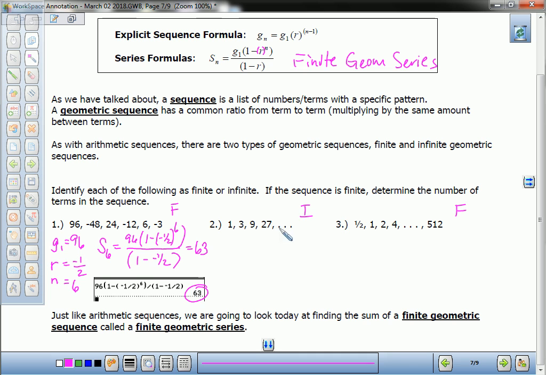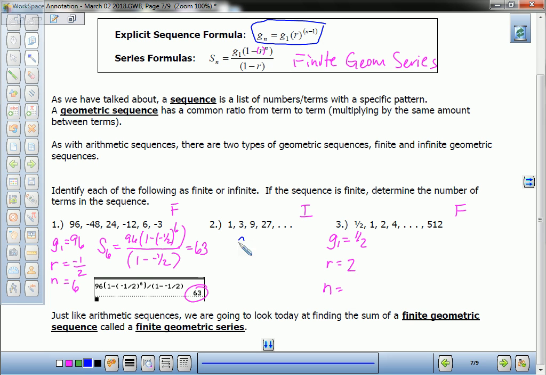All right, number 2 we can't do. It's infinite. All right, number 3. So what do we need? We need the first term. We need the ratio. We need to know how many terms there are. The first term is 1/2. The ratio, what are we multiplying by? 2. N. Uh-oh. When we don't know, we go back to our old formula so that we can find it out.